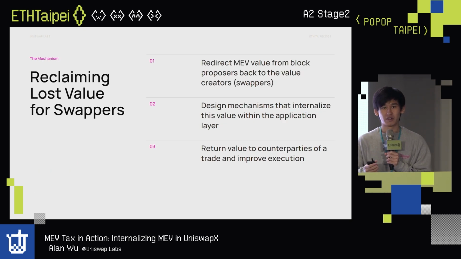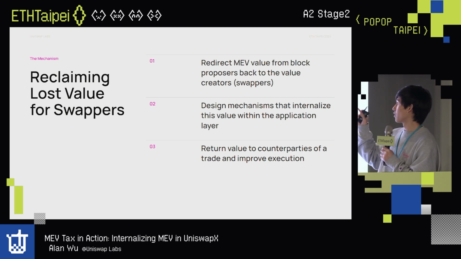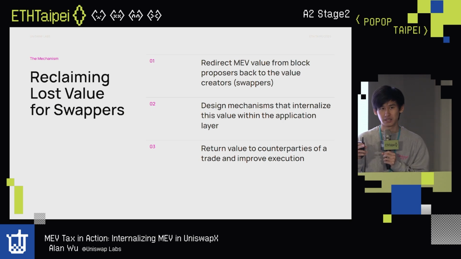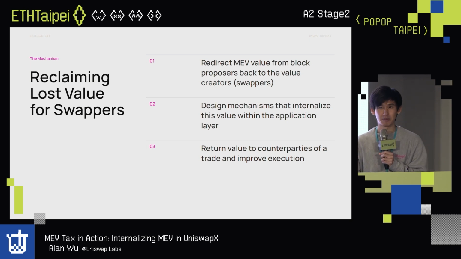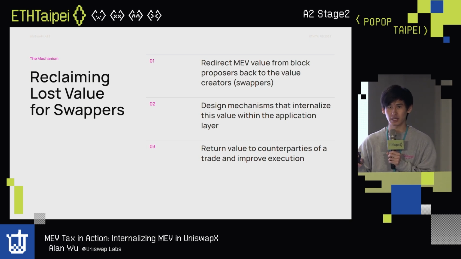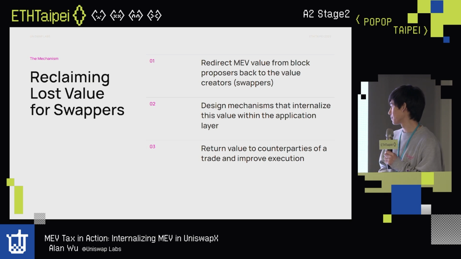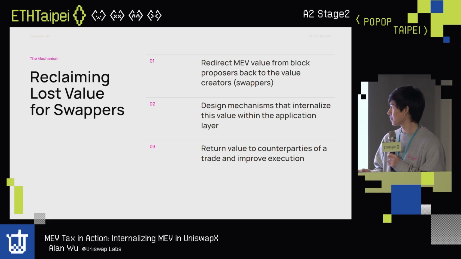So today I'll be going over a MEV tax mechanism by which we can redirect MEV from block proposers back to swappers. And this is something that can be done at the application layer, which means that if you're building a DeFi protocol, you can code this directly into your smart contract. And so the consequence of this is that we can return value back to the counterparties of the trade and thus improve their trade execution.